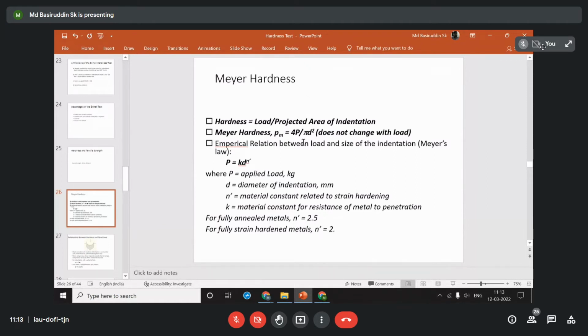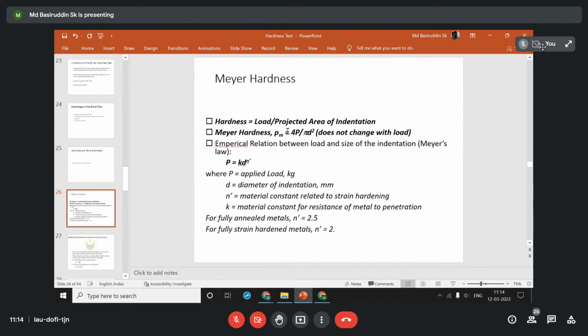So when we compare the hardness of annealed material as well as cold worked material, in these two cases the Meyer hardness will give you the most accurate values as compared to the Brinell hardness test, because the Brinell hardness test will give an overestimated value for cold worked material. So we need to modify the testing process accordingly.